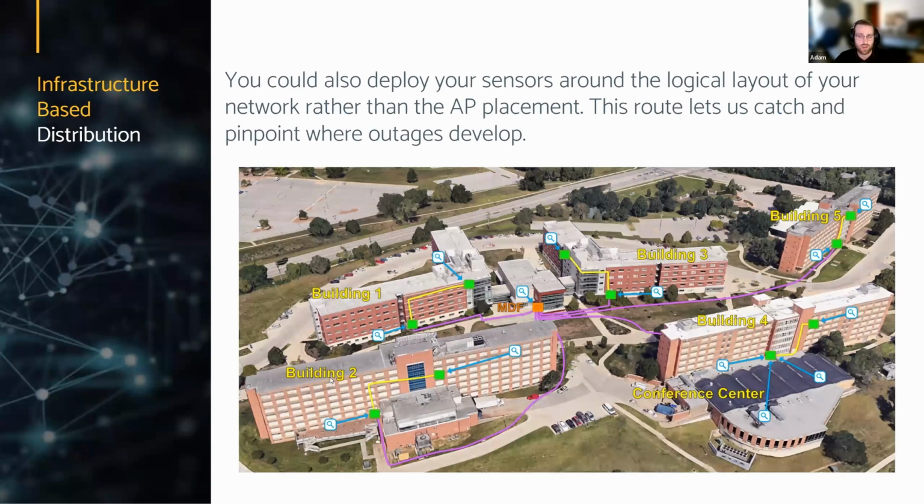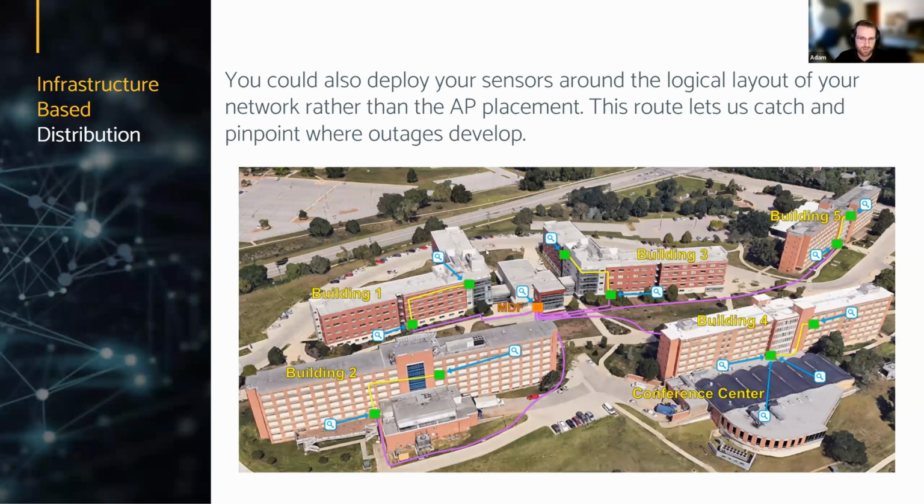Now, in contrast to that, we might go for a more infrastructure-based distribution. This is definitely not ideal in terms of coverage, but there is a philosophy behind this. So the statement I have up here: you could also deploy the sensors around the logical layout of your network rather than the AP placement. This route lets us catch and pinpoint where outages develop.